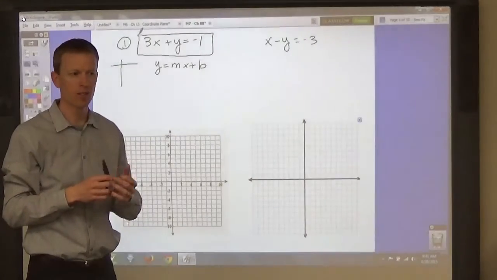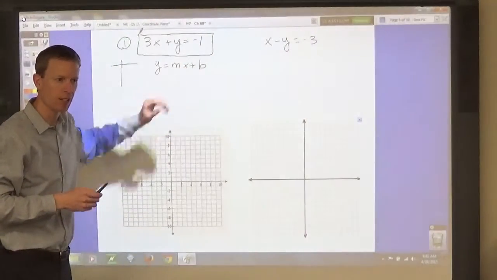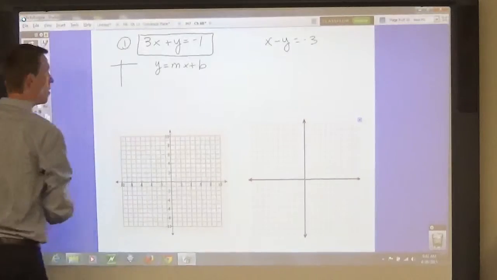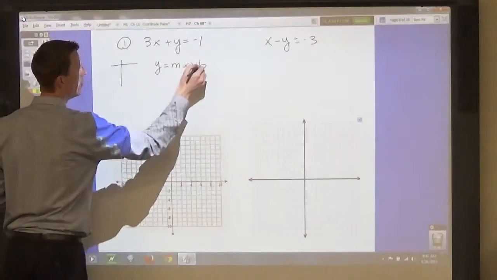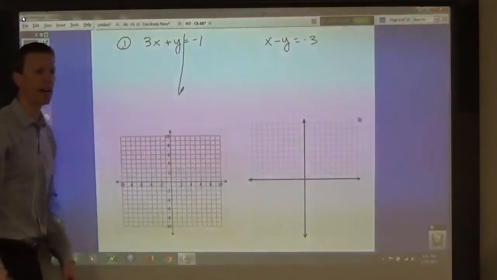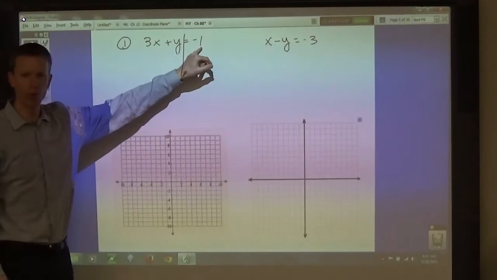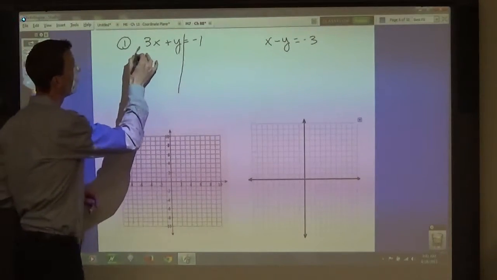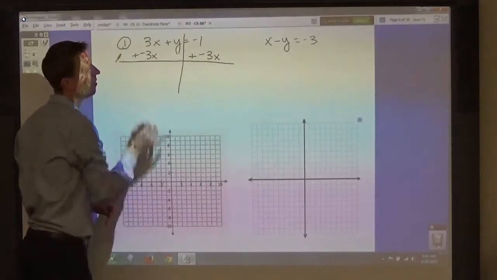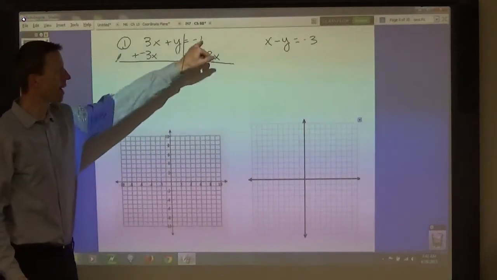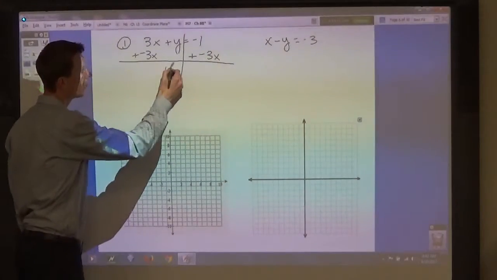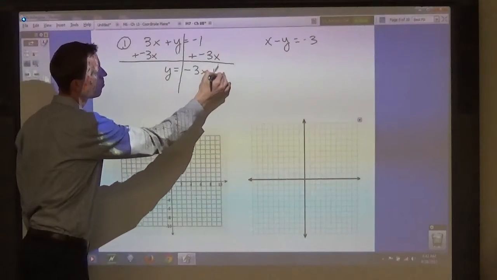How could we get this solved for y, meaning the y is by itself, Dylan? Look at this side. Let's get rid of this. We can work with this equation. So on this side we have 3x and y. On this side we have -1. Yep. Add -3x. So we can add it to this side, because we can't subtract 3x from this side. So we're going to add the negative. And y equals -3x plus -1.